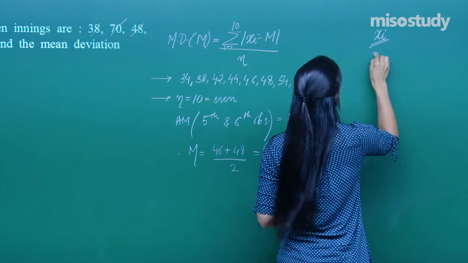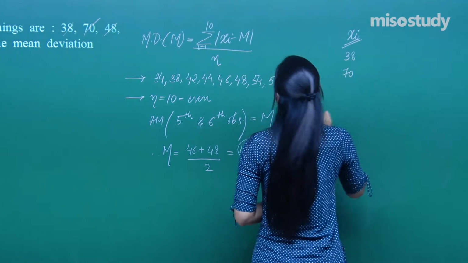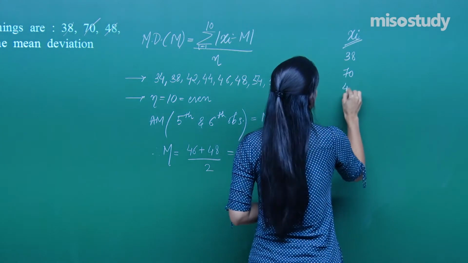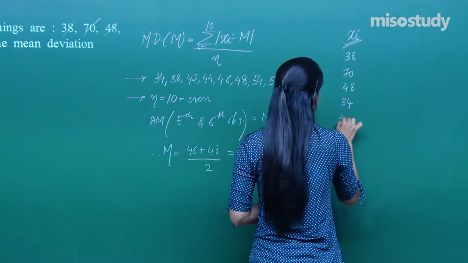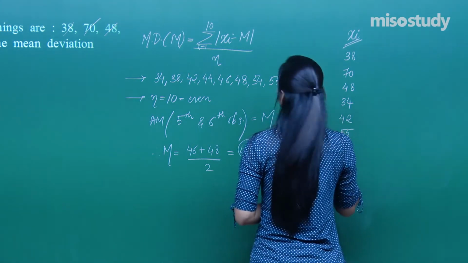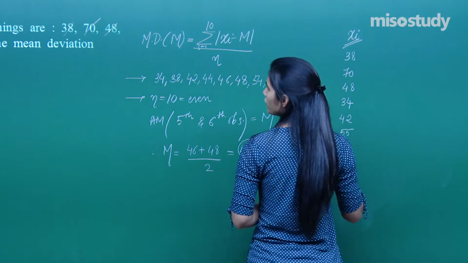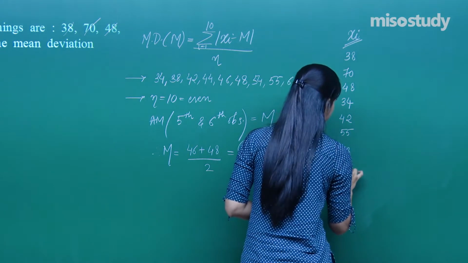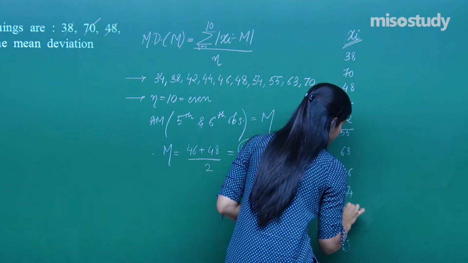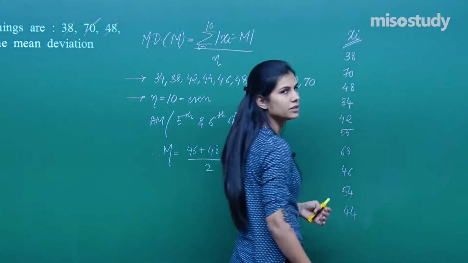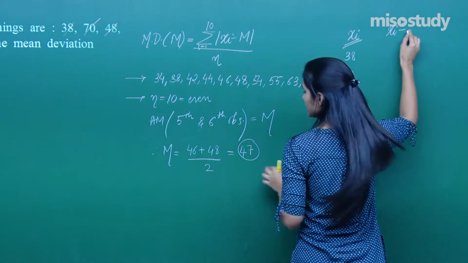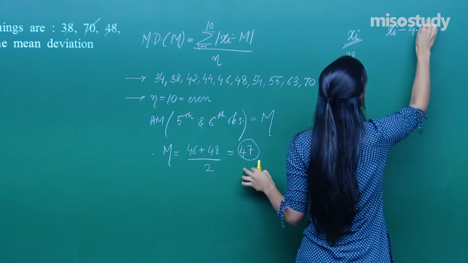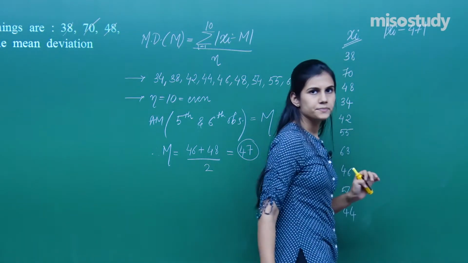You have 38, 70, 48, 34, 42, 55. After that, you have 63, 46, 54 and 44. Clear? Calculate xi minus the median, with mod, absolute value.